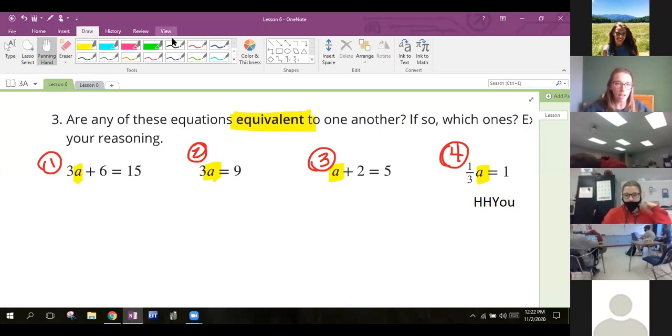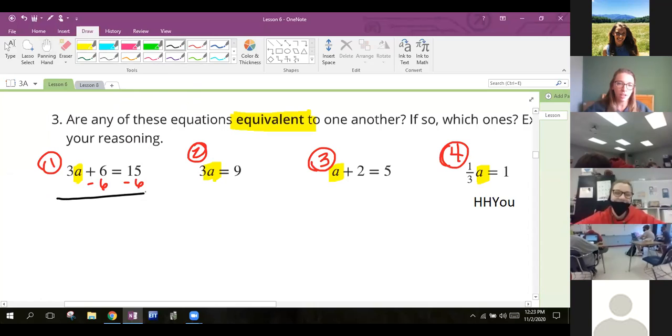Okay, so if I have to determine their solutions, how am I going to do that with number 1? What am I going to do? Subtract 6 from 15. Good. What happens to my 6s? It cancels out. And then I have 15 minus 6. What does that equal? 9. Whoa, that looks really familiar.